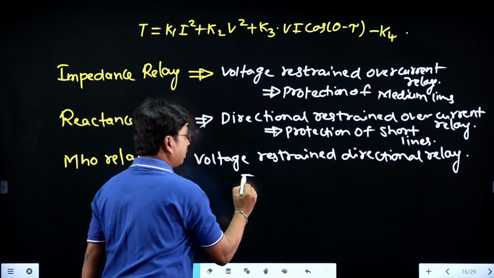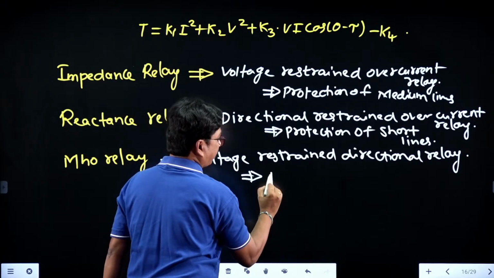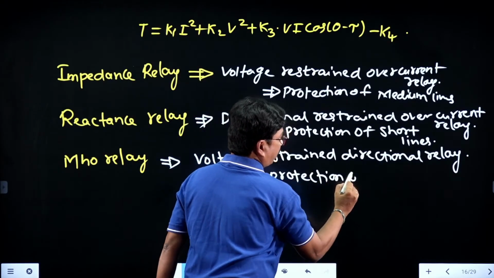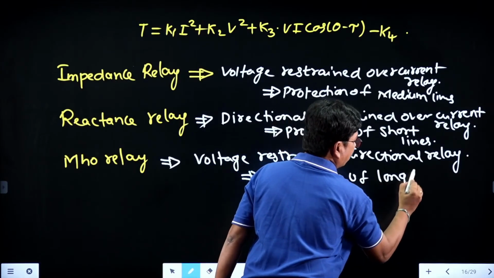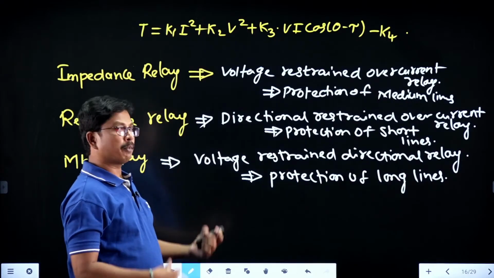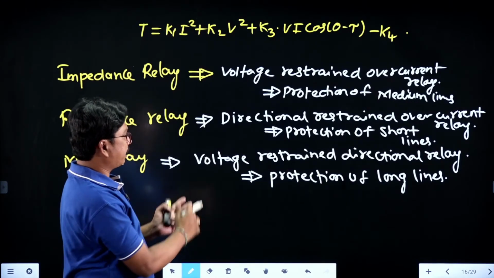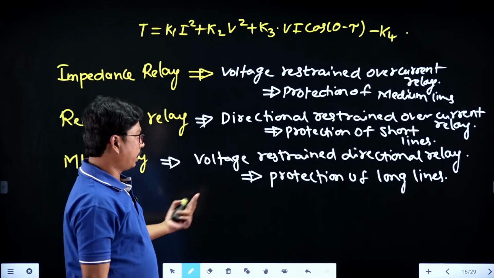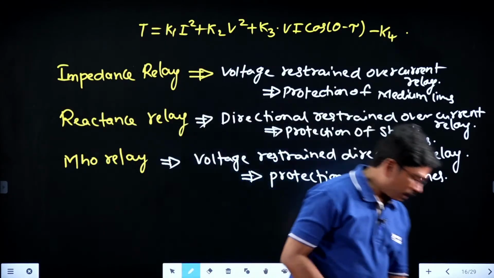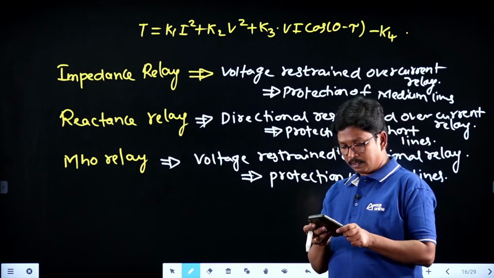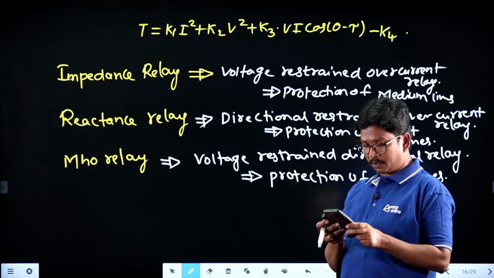So what is the purpose of this one? The purpose of this one is protection of long transmission lines. Clear, right? And whenever you are having power swings, under that condition also, the best suited relay will be the Mho relay, for very high voltages. Right, students? So these are the relays we are having, right? Yes. Very good.